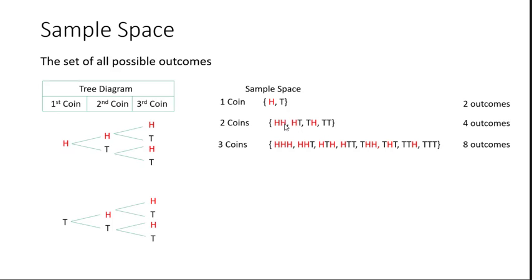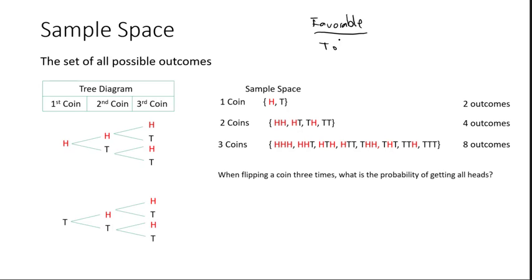So we have found the sample space for 1, 2, or 3 coins. And if we wanted to, we can continue this pattern, and we can do it for 4 coins, 5 coins, and so on. Now what this does for us is we can use the sample space to find the probability of something happening. So for example, we might be asked, when flipping a coin 3 times, what is the probability of getting all heads? Now remember, when you find the probability, we take the favorable outcomes, so what we want to happen, divided by the total outcomes.